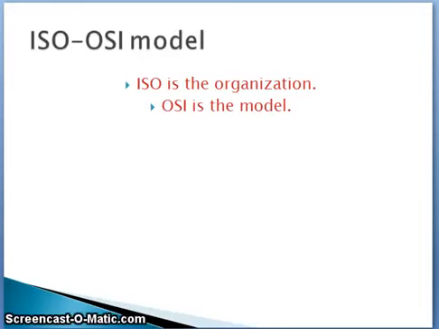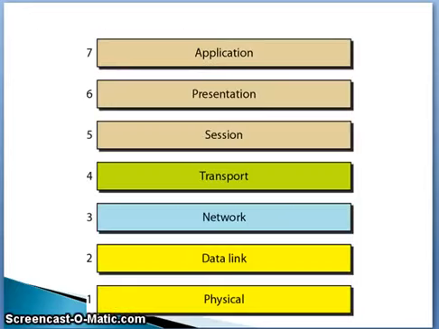ISO standard. ISO was established in 1947, which is a multinational body dedicated to worldwide agreement on international standards. ISO covers all aspects of network communication and has the Open Systems Interconnection model, which was first introduced in the late 1970s. So I can say ISO is the organization and OSI is the model. These are the 7 layers of the OSI model.